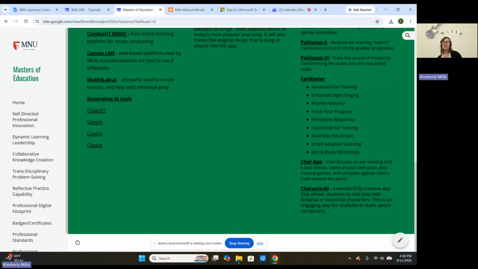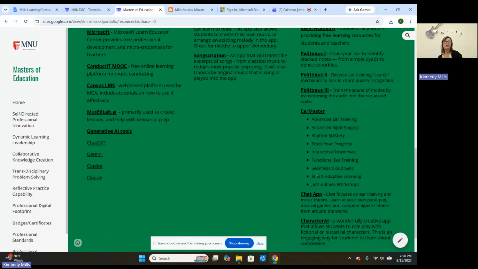And then there is Chet app and Character AI. And if anyone loves music and wants to learn their own personal training and then compete against other people, this is a whole lot like Duolingo, but it's for musicians. So that is for Apple products, so your iPhone or your iPad. So those are super fun.